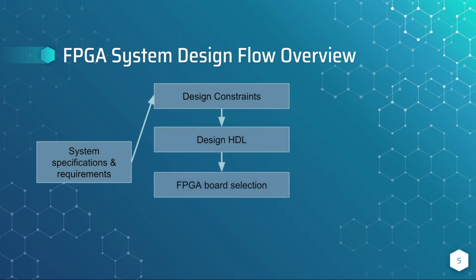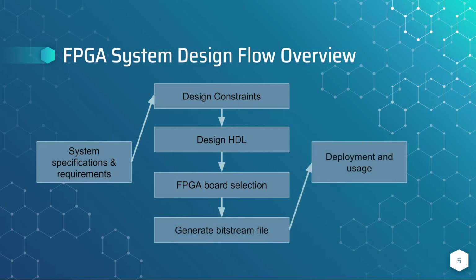That leads to the FPGA board selection. That leads to generating the bit stream. And finally, we have the deployment and usage in the field. So now we have 6 distinct steps of the entire creation from start to finish of an FPGA.